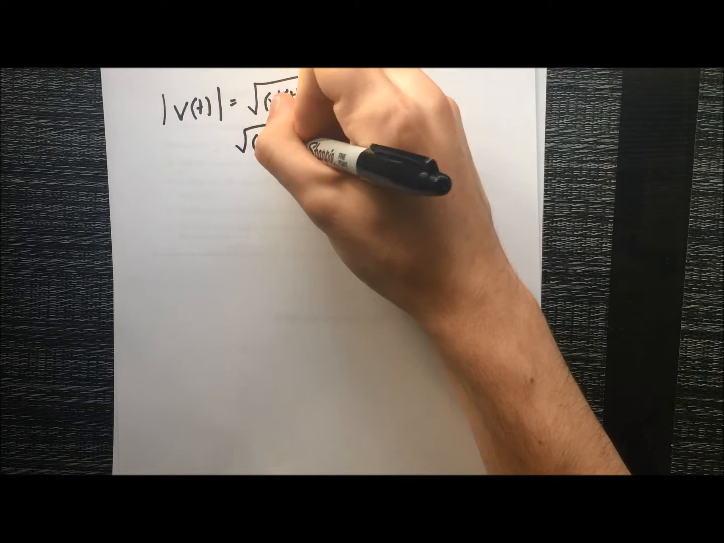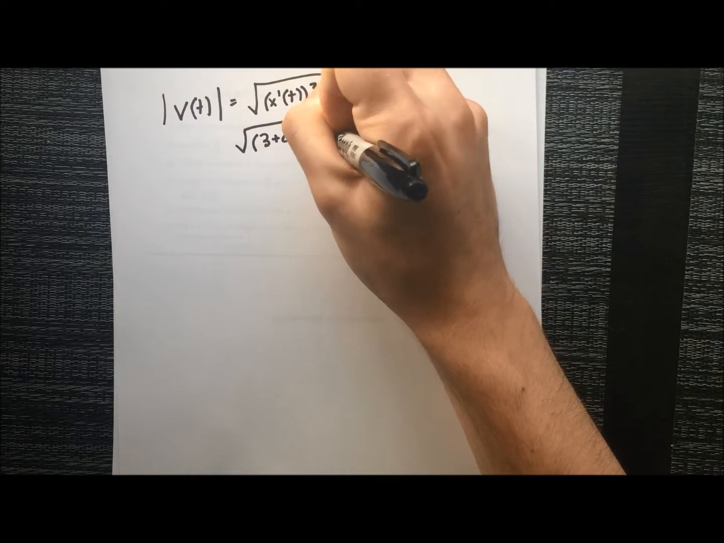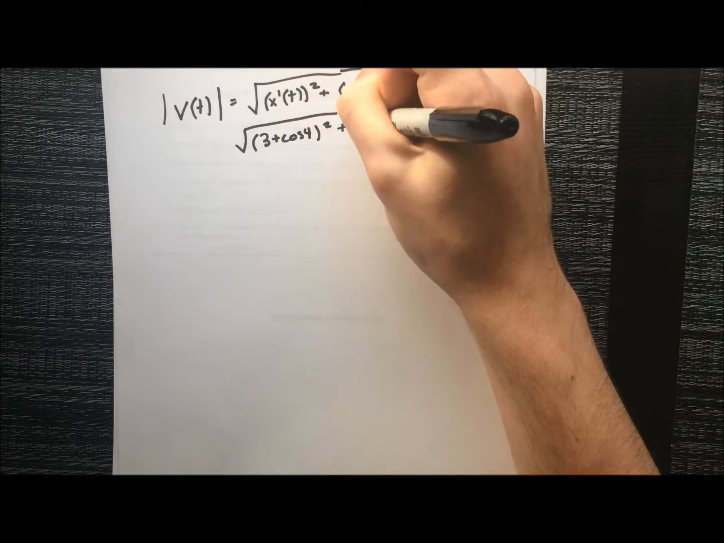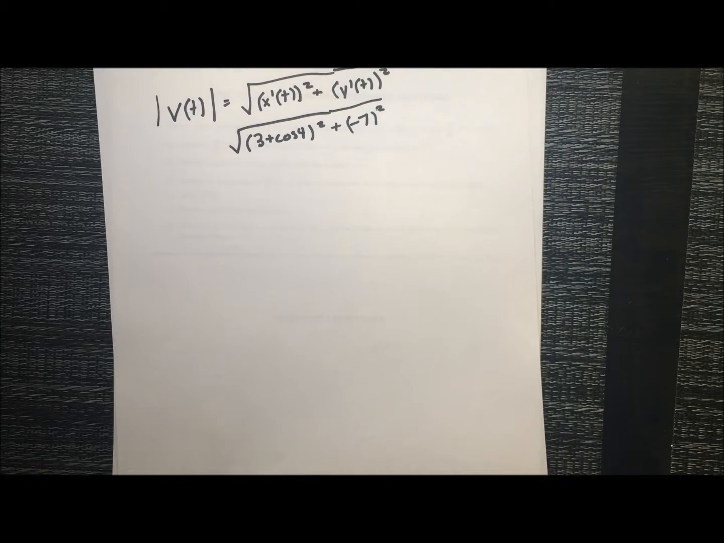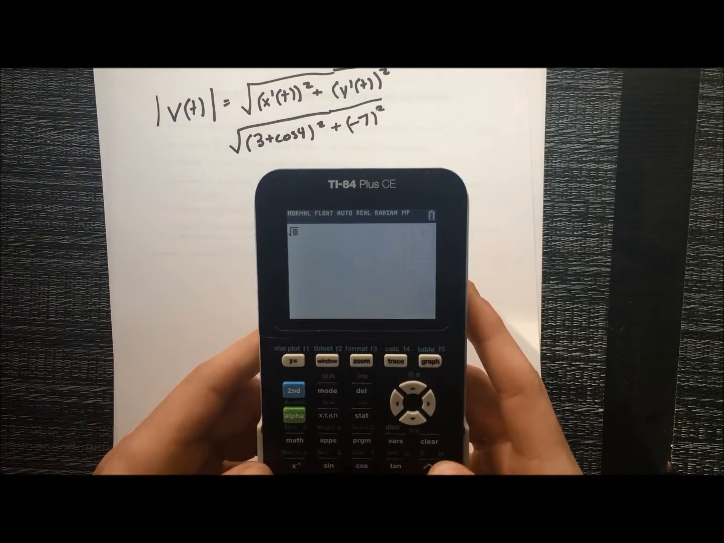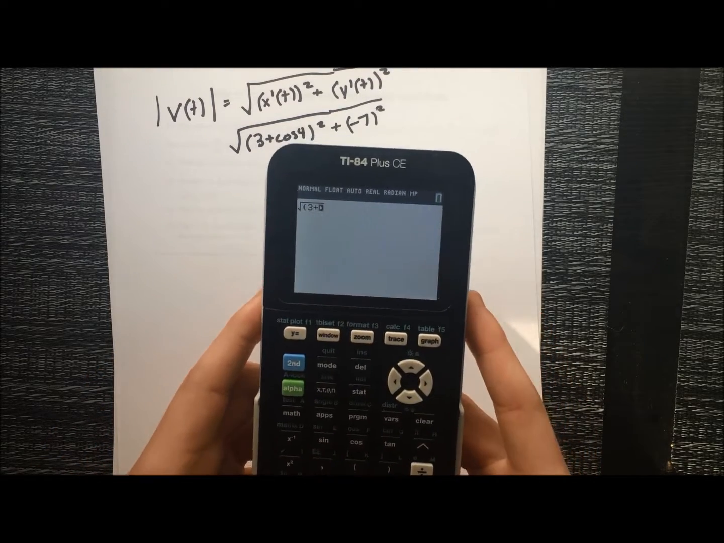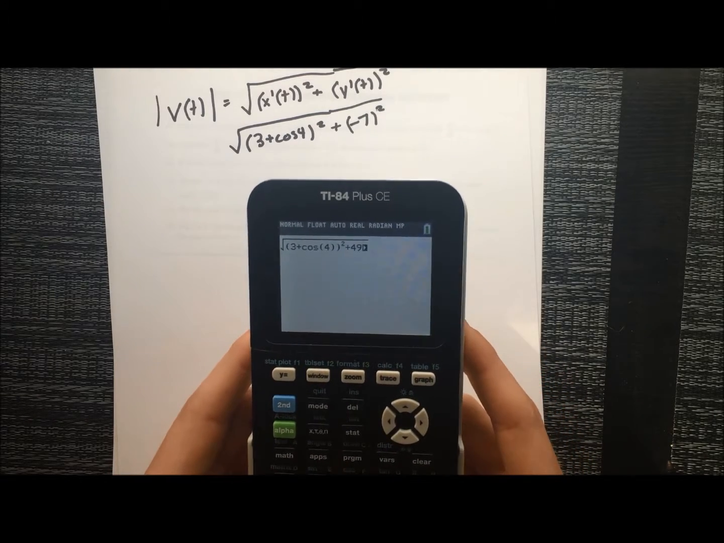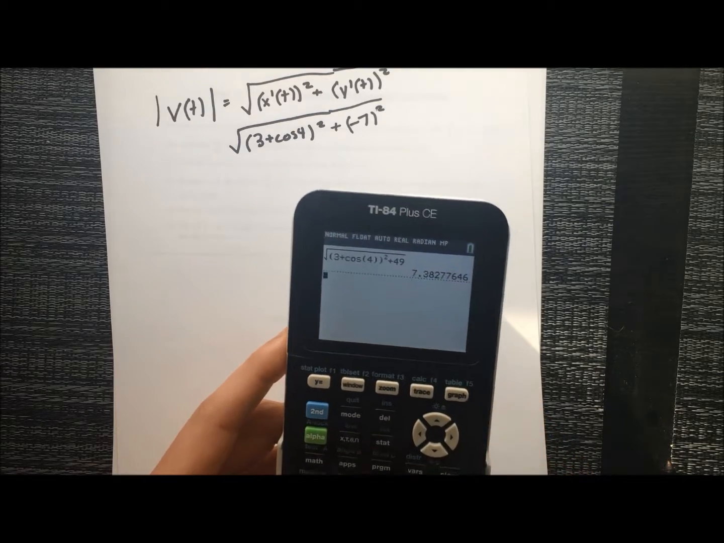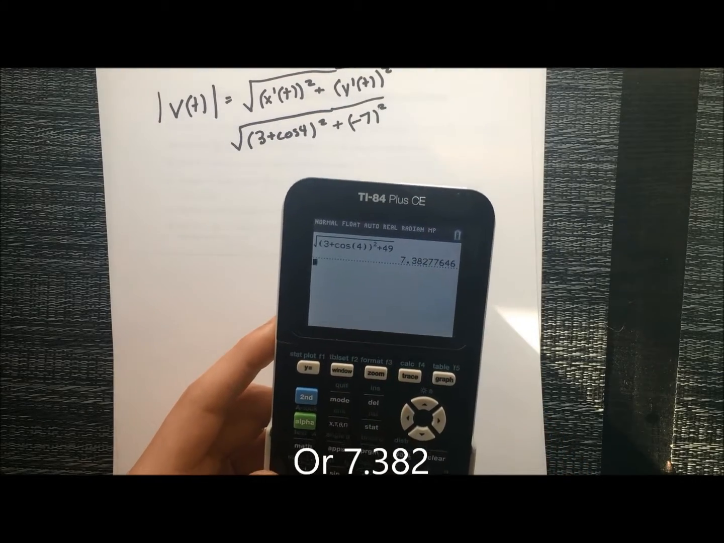So we're squaring 3 plus cosine 4, and we are adding it to negative 7 squared, which is 49. Now to make this easier, we're just going to plug these values into a calculator. So we're going to take the square root of 3 plus cosine 4, squared, plus 49. Should give us our answer of 7.383.